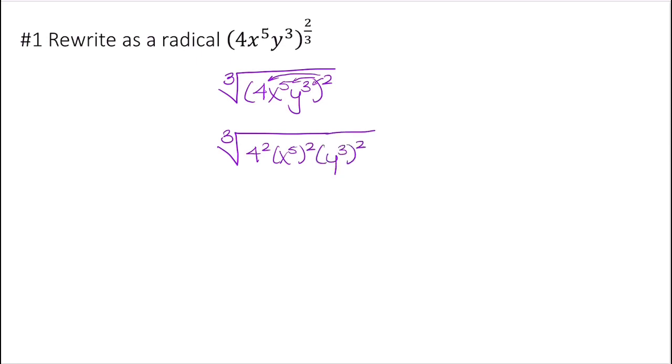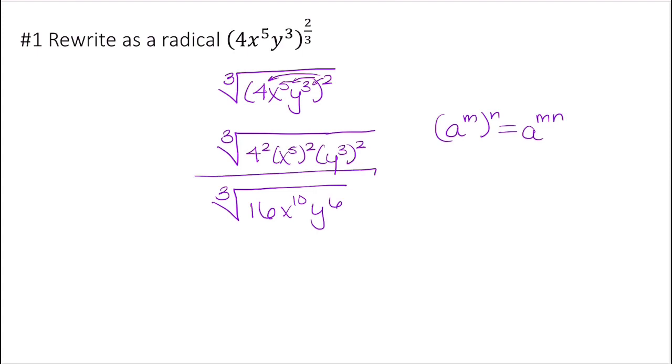So what's going to happen here is it's going to become the cube root of 4 squared is 16, and then x to the fifth squared. Remember, when I have a power of a power, I actually end up multiplying those together, right? So a to the m to the n will become a to the m times n. So I have 16x to the 10th, and then I have y to the 6th. So this is now my fully simplified answer.